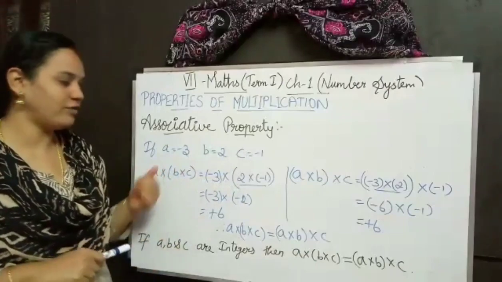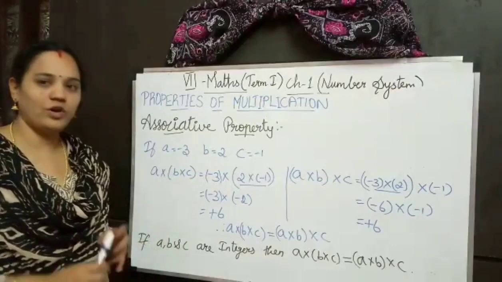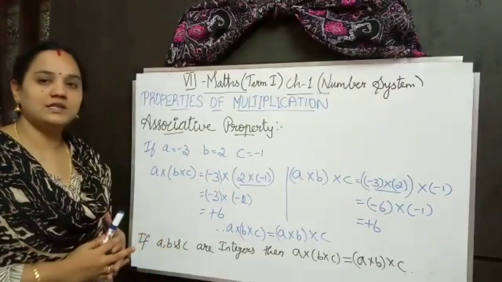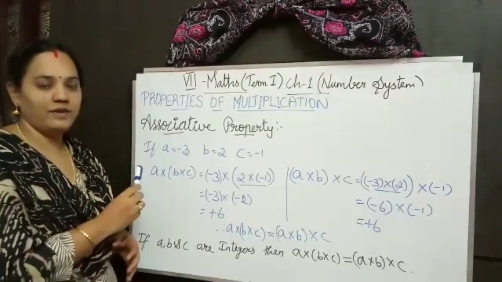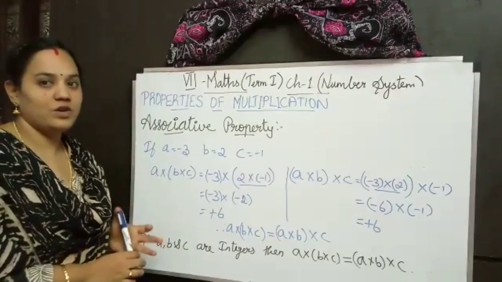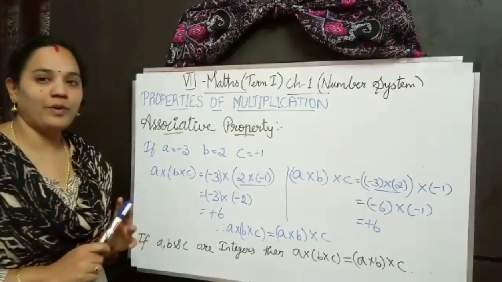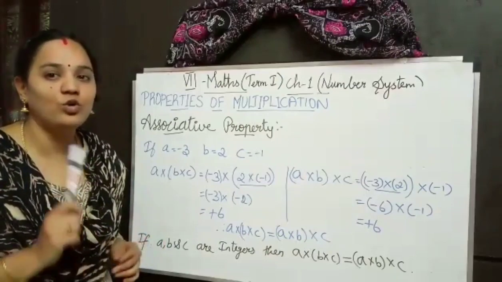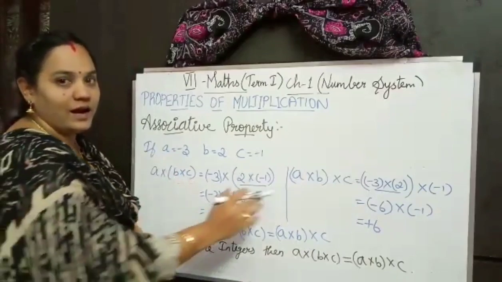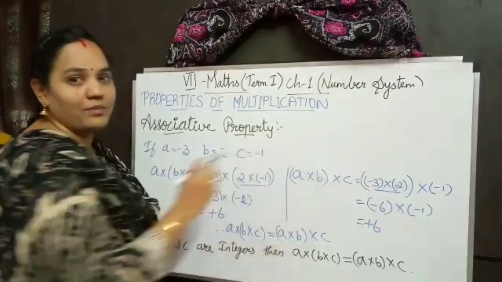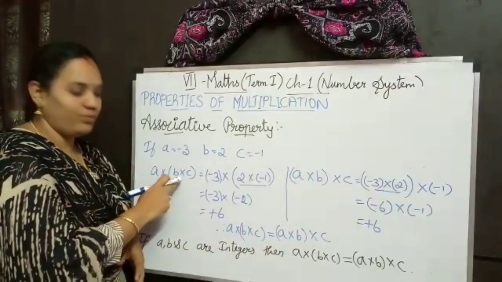I am assuming the value of A as minus 3, B as 2 and C as minus 1. So we are going to prove this associative property for multiplication. Whenever we are doing associative property, we use three integers. Associative property means you should remember that word regrouping. Here B and C are grouped together, and here we are grouping A and B together. Is it clear? So now we have to find out A into B into C.